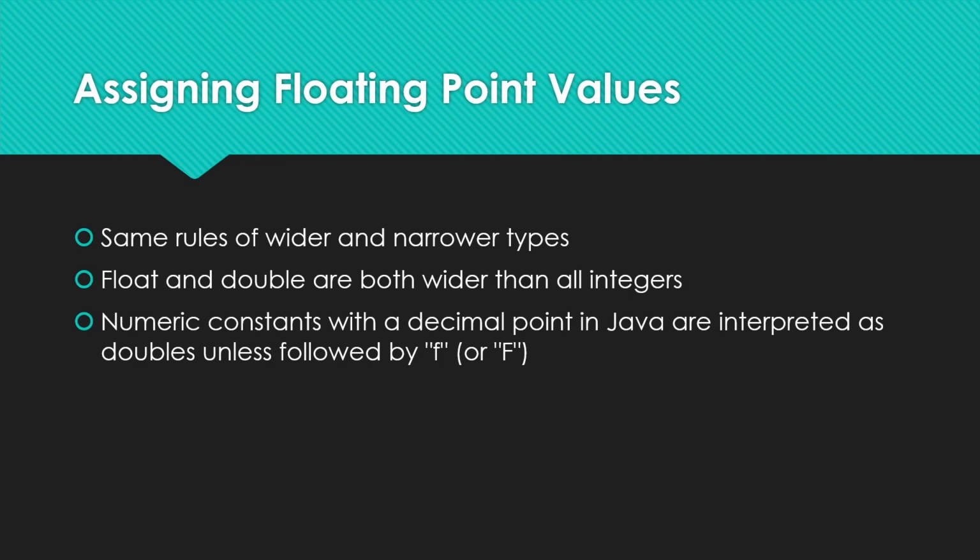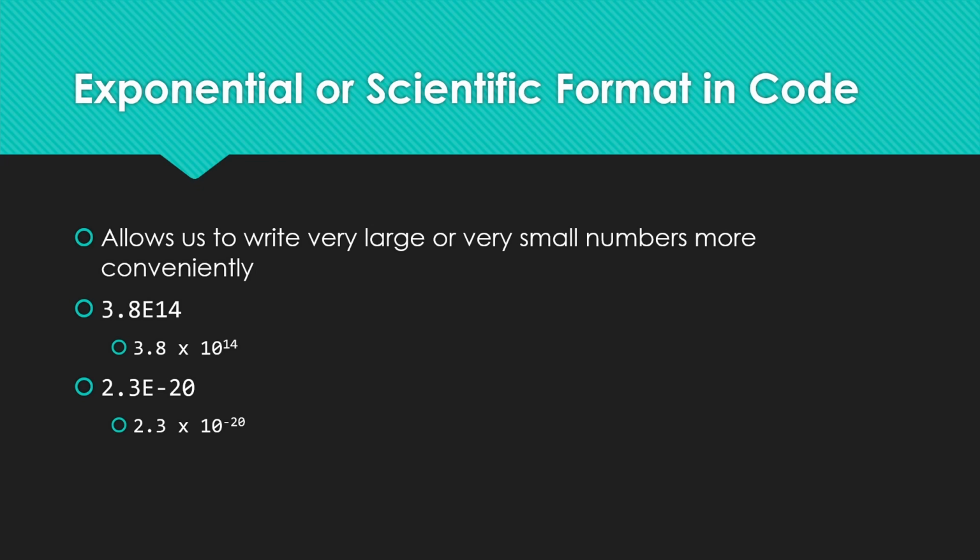Numeric constants with a decimal point in Java. If I write the number out, it's going to be interpreted as a double unless we have an F, either lowercase or capitalized, after it. Similar to how we assumed that a constant integer was an int unless we specified that it was a long. So 19.5 is a double, 19.5f is a float.